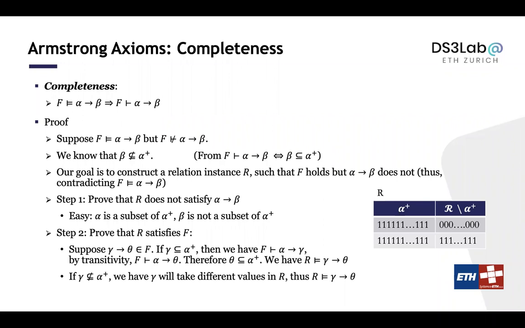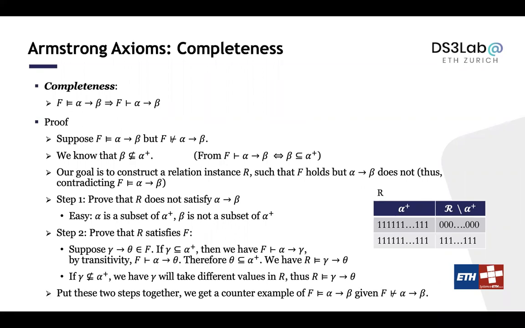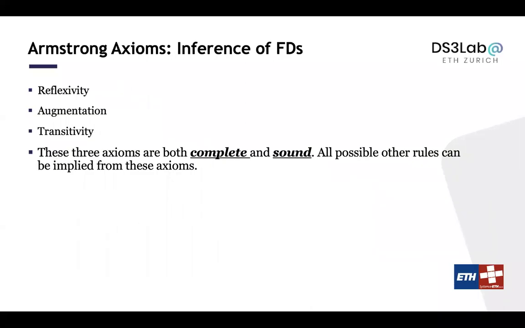Okay, so combine these two things. You construct the R that satisfies F, but does not satisfy alpha to beta, which means that F will not imply alpha to beta. That contradicts our assumption, and then essentially you prove the completeness. So this is a very quick walkthrough of the proof of completeness. That is what's amazing about the inference system constructed by Armstrong's axioms: with three such simple rules, applying them again and again, you have an inference system that is both complete and sound.